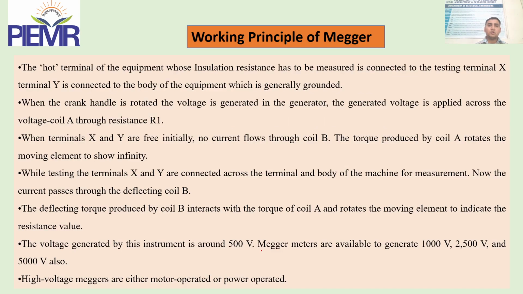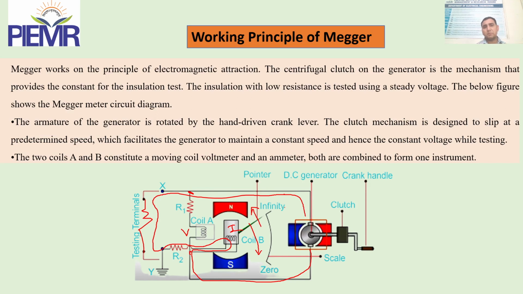In the construction, it is basically an electromagnetic attraction principle, where there is a centrifugal clutch on the generator. The insulation with low resistance is tested using a steady state voltage. When the armature of the generator is rotated by the hand driven crank, the clutch lever is designed to slip at a predetermined speed, as I said, approximately 100 rpm. With this constant speed, a constant voltage of around 1000 volts is generated.